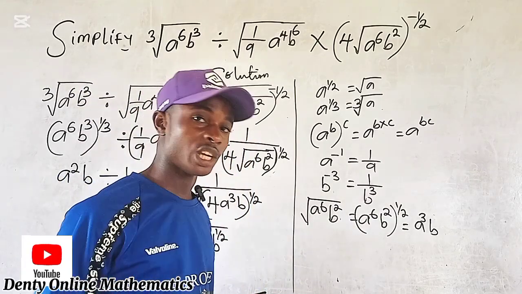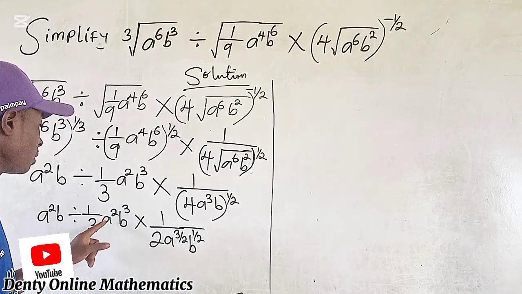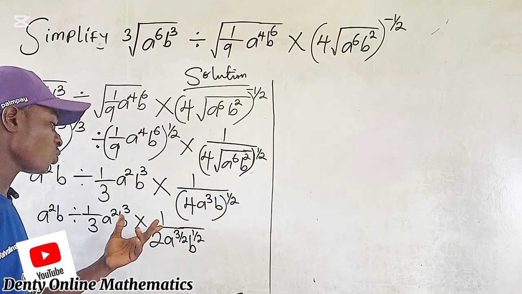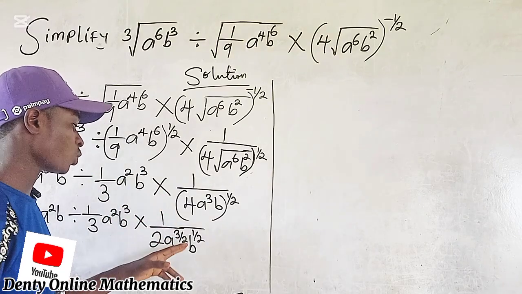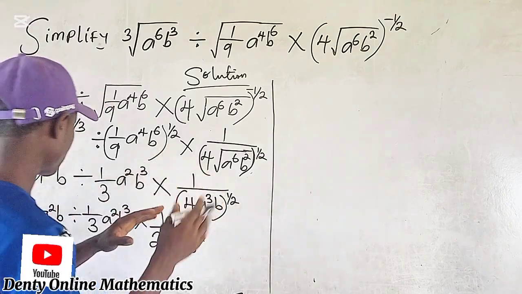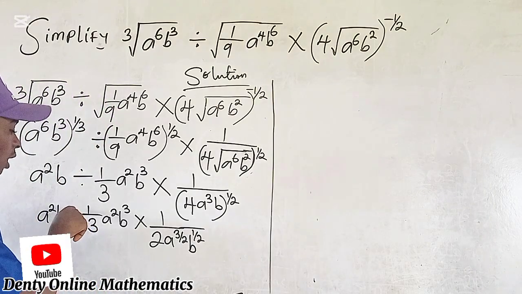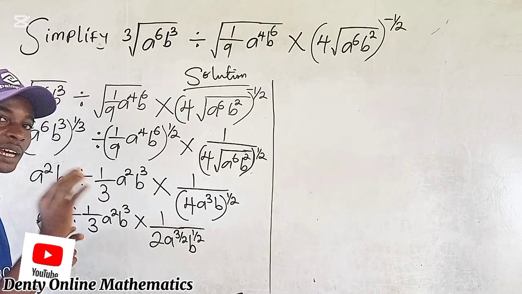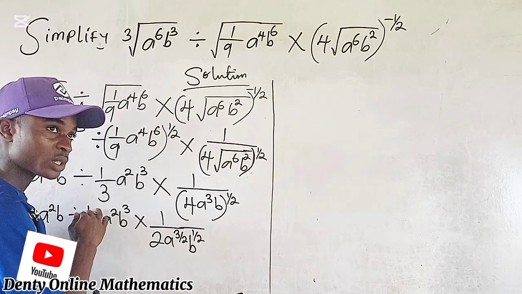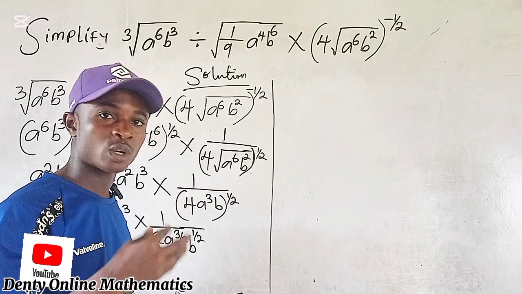All you have to do is stay tuned to this video. Let's continue. We have a squared b divided by 1 over 3 multiplied by a squared multiplied by b raised to the power of 3 multiplied by 1 all over 2a raised to the power of 3 over 2 multiplied by b raised to the power of 1 over 2. Now this is what you are going to do. I'm going to extend this to the next side of the board, but you are going to change this sign. Now when you change division sign when solving an arithmetic problem, the denominator always goes up while the numerator comes down. What I mean is the denominator becomes the numerator while the numerator becomes the denominator.